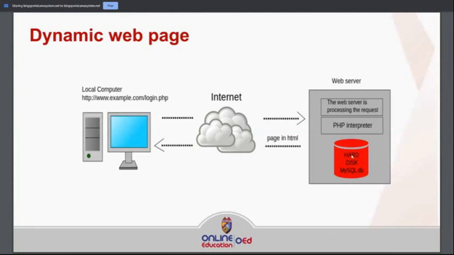So what will happen, as you can see here, is that the web server is processing the request depending on you. If you would like to log into your Facebook account, then it will process that request and you will be routed to your Facebook account. Then there is like a PHP interpreter within that web server if PHP is being used as the server side programming language.